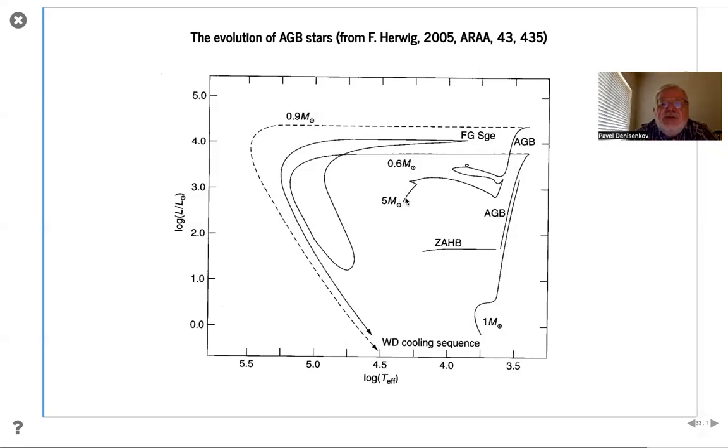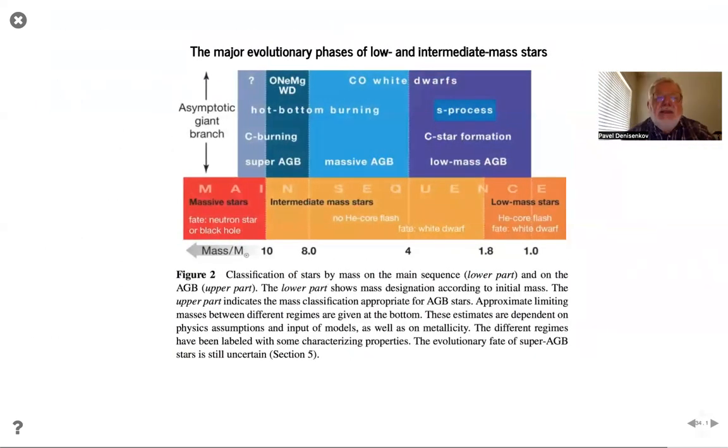Similar evolutionary sequences occur for the intermediate mass stars, for example a 5 solar mass star: main sequence, turnoff, subgiant branch, red giant branch, helium burning. During convective helium burning, it makes a loop, which is similar to the horizontal branch. Then it finds itself on the asymptotic giant branch. Mass loss, and the core, which is more massive for initially more massive stars, the carbon-oxygen core, cools down and becomes a white dwarf.